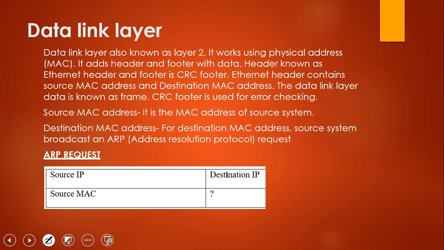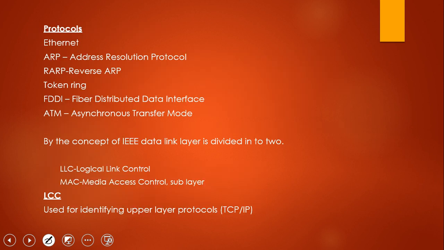Source MAC address is the MAC address of the source system. For the destination MAC address, the source system broadcasts an ARP, address resolution protocol, request. So the source is known and the destination is unknown. Protocols: Ethernet, ARP, address resolution protocol, RARP, reverse ARP, Token Ring, FDDI, fiber distributed data interface, ATM, asynchronous transfer mode.